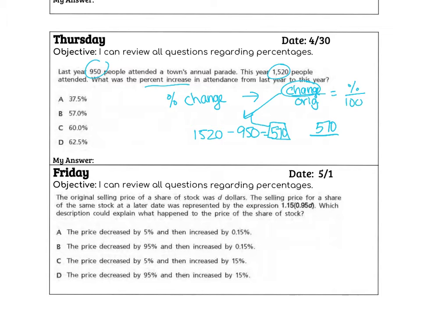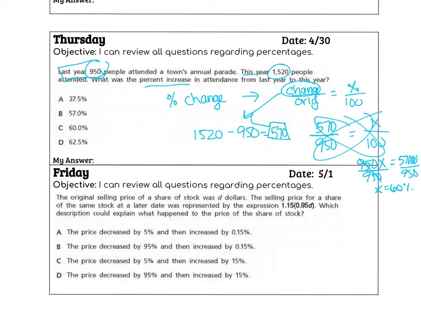So the original is where it started. So last year comes before this year. So last year would be here, or 950, and then x is over 100. Sorry, that should be x because we're always looking for the percent. Then we cross multiply, and when you divide 57,000 divided by 950, you get x is equal to 60%, which is letter C.